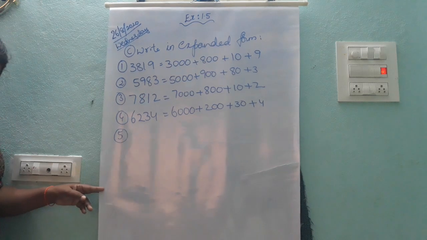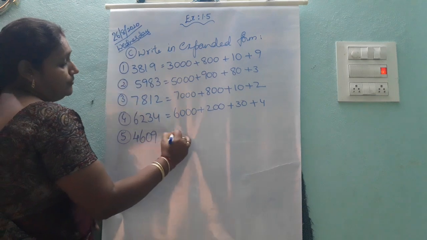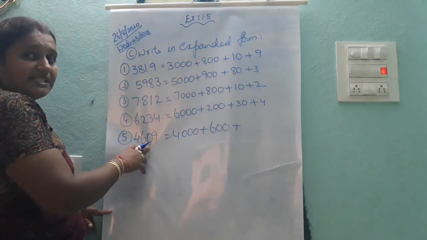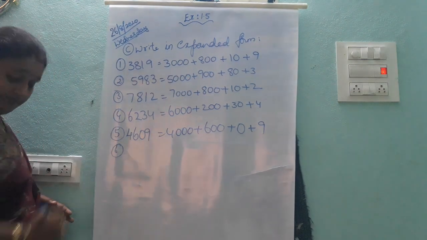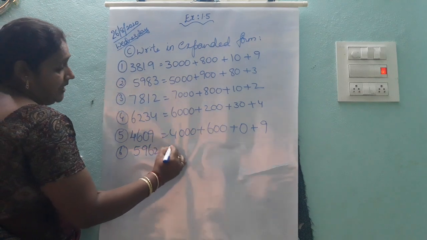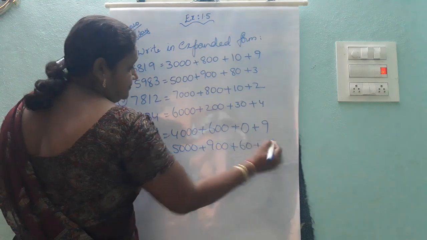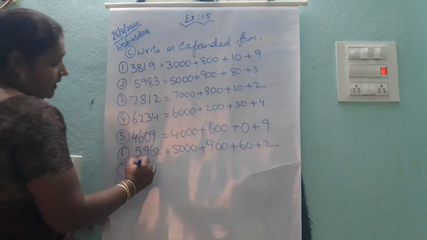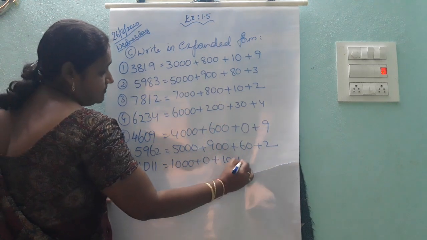Fifth one: 4609. 4 thousands plus 6 hundreds plus, not given at the tens place, so put 0, plus 9. Sixth one: 5962. 5 thousands plus 9 hundreds plus 60 plus 2. Seventh one: 1011. 1 thousand plus 0 plus 10 plus 1.